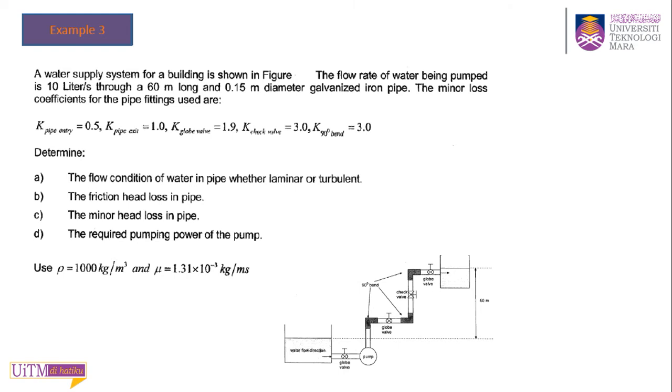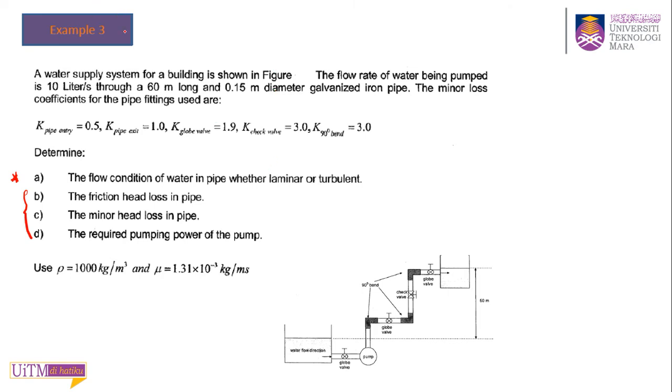So step by step, you need to know the Reynolds number and how to calculate it. Then you can use that information to calculate the losses in the pipe, and then calculate the pumping power that you need to add in your piping system. For today, we ignore this part first because we have not learned the topic yet. You can just answer the first question, the flow condition of water, whether it's laminar or turbulent. We go step by step, so that's easier for you.